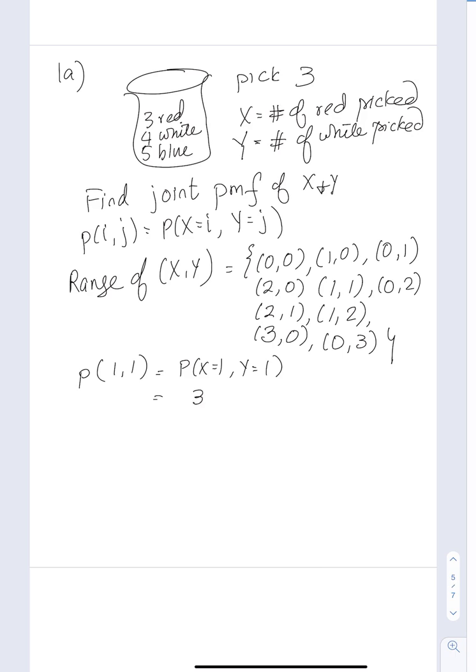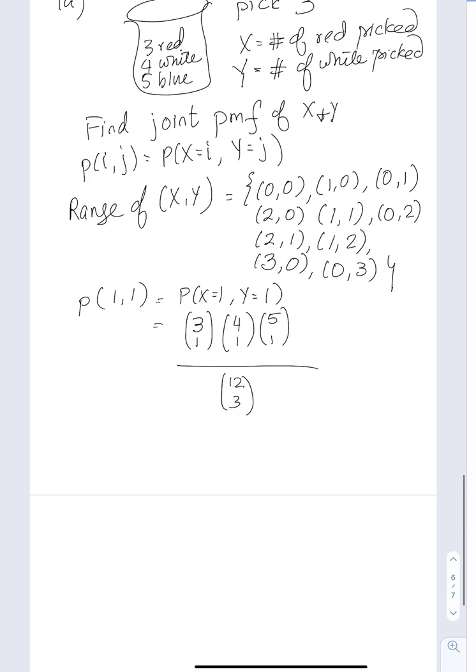That is 3 choose 1, the number of ways you can pick the red, times 4 choose 1, the number of ways you can pick the white. But don't forget, what does this mean? It means you've picked 1 red, 1 white, and one blue, so you have to throw in the 5 choose 1. In total, how many ways can you pick 3 balls from a total of 12? It is 12 choose 3. Okay, so that is P of 1, 1.